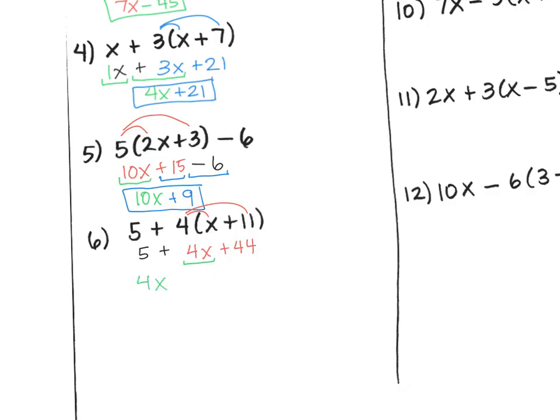Now I'm going to look at what's left. I have this 5, what else? Plus 44. I can do 5 plus 44. 5 plus 44 is positive 49. So 4x plus 49 is my final answer.